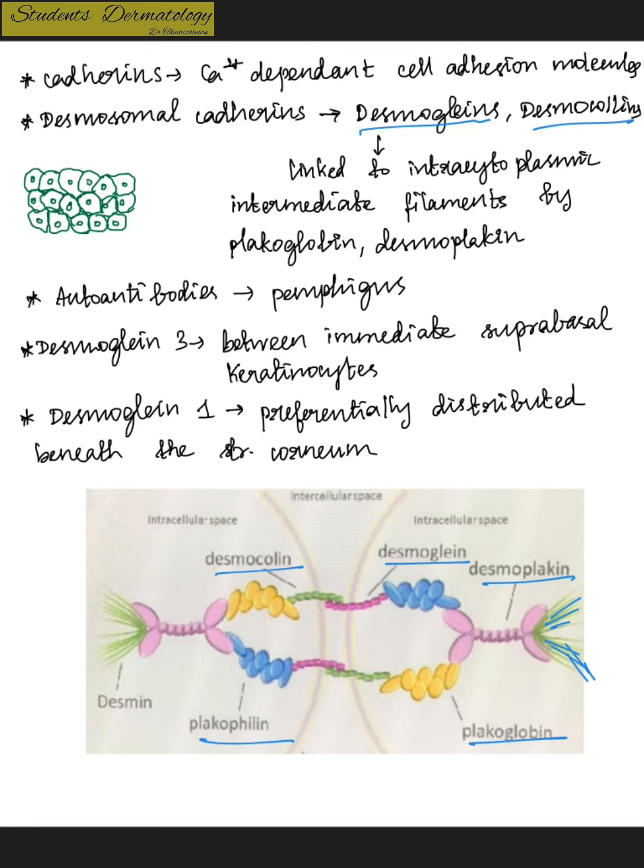So autoantibodies against any of these structures can result in pemphigus. Desmoglein 3 is mainly present in the immediate suprabasal keratinocytes, whereas desmoglein 1 is preferentially distributed beneath the stratum corneum.